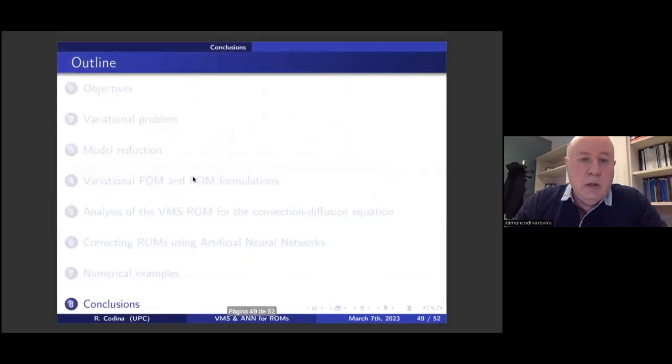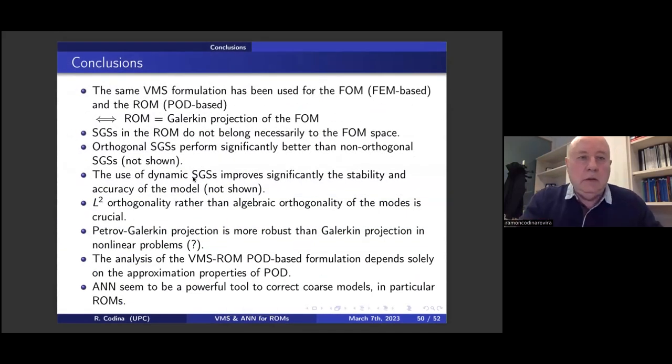Okay, and that is essentially it. So let me conclude with some remarks. The first one is that we use the same formulation for the reduced order model and for the full order model. That means that we are using a Galerkin projection of the full order model. This observation is in fact important for us because the scales in the ROM space do not necessarily belong to the full order model space. This is important because in our first paper we imposed the subgrid scales of the ROM to belong to the FOM space, but this was not efficient. I have not shown that, but orthogonal subgrid scales perform significantly better than non-orthogonal subgrid scales, and also dynamic subgrid scales improve significantly the stability and accuracy of the model with respect to the quasi-static subgrid scales.